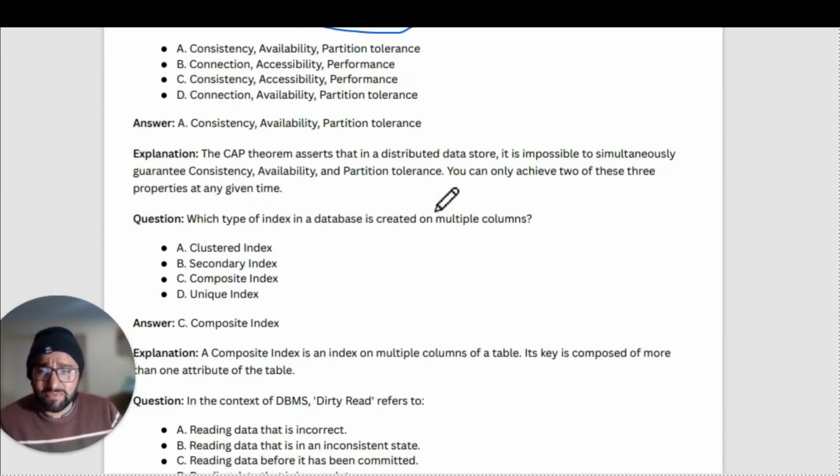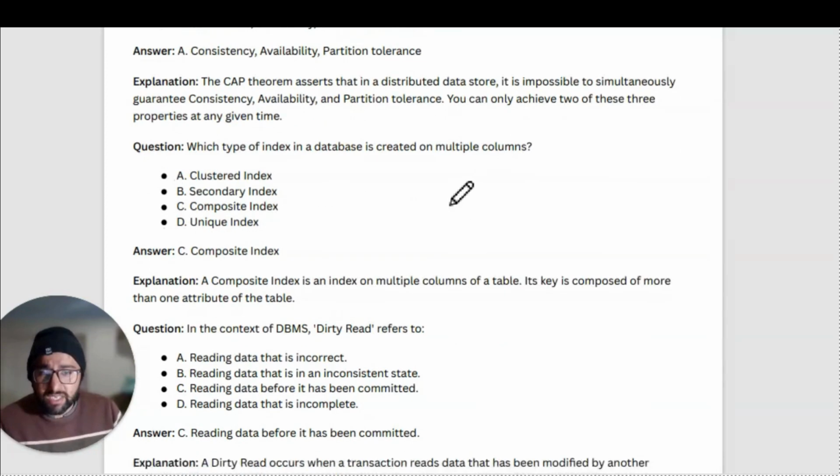And the next question is, which type of index in the database is created on multiple columns? That is composite index. This is a very famous question, the composite index, which is a type of index in which indexing is done on multiple columns. Its key is composed of more than one attribute of a table. So again, this MCQ is about memorizing.